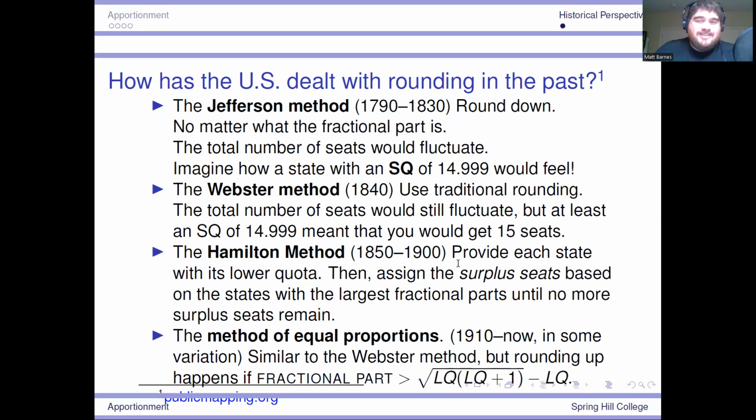Now, what we actually do today, in some sense, is similar to the Webster method, but where we round is a little different. So we actually use this formula here: the square root of the lower quota times the lower quota plus one, minus the lower quota. And if the fractional part for our standard quota is bigger than that, then we round up. If not, then we round down. So this actually works out pretty well.